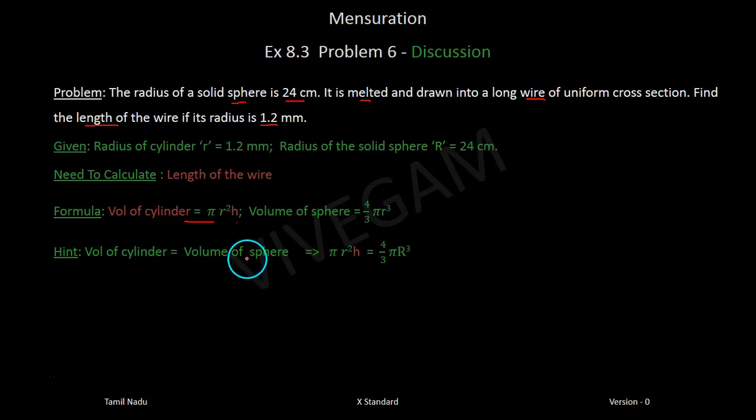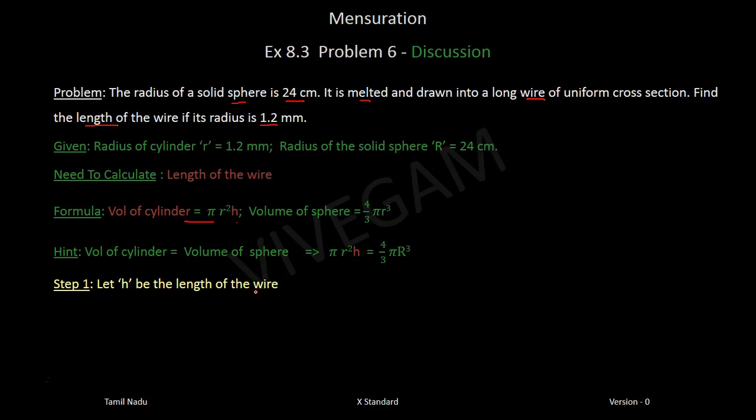Volume of the cylinder equals volume of the sphere, because the sphere was melted and the cylinder, that is a wire, is formed here. So both the volumes are equal, or pi r squared h equals 4 by 3 pi r cube. In this equation only h is not known, which means we should be able to calculate it. Got it? So first step, let h be the length of the wire.